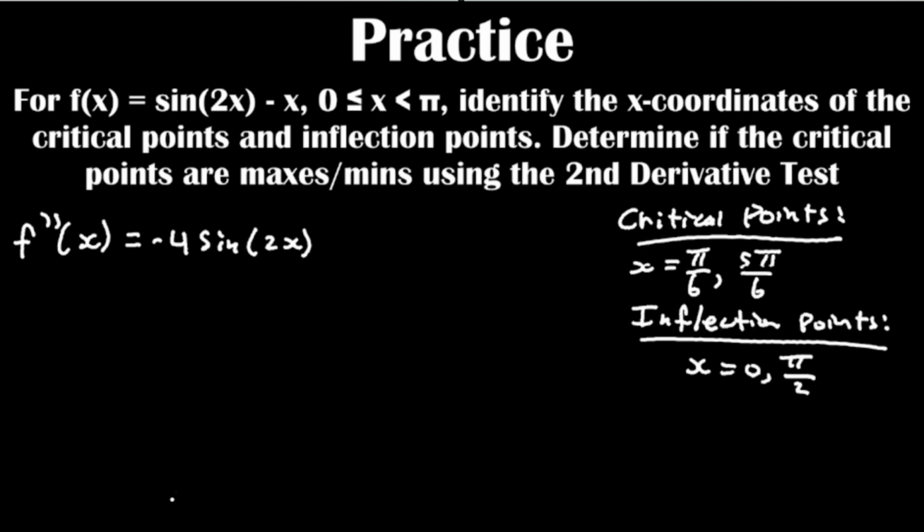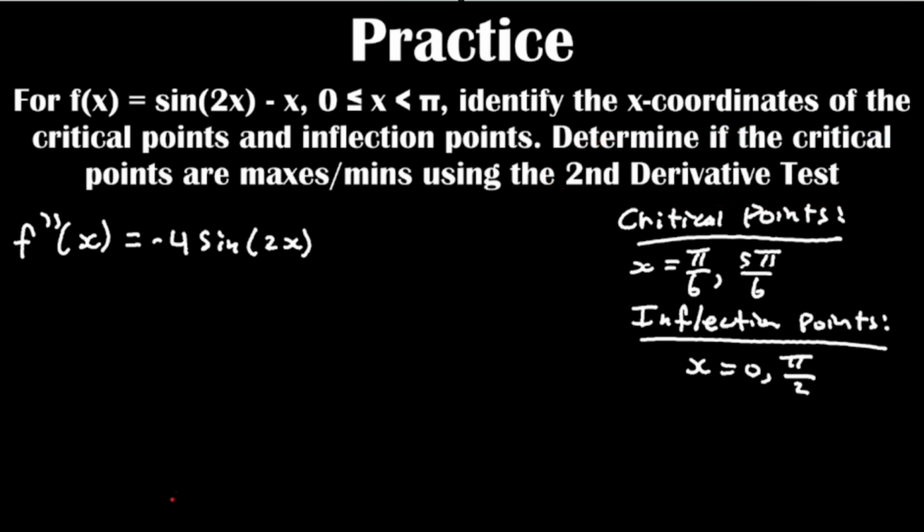Alright, so this is what we found so far. We found that our critical points happen at x equals pi over 6 and x equals 5 pi over 6. And we found that our inflection points happen at x equals 0 and pi over 2. Now, the final thing to do is to find out if our critical points are maximums or minimums using the second derivative test. So let's do that.